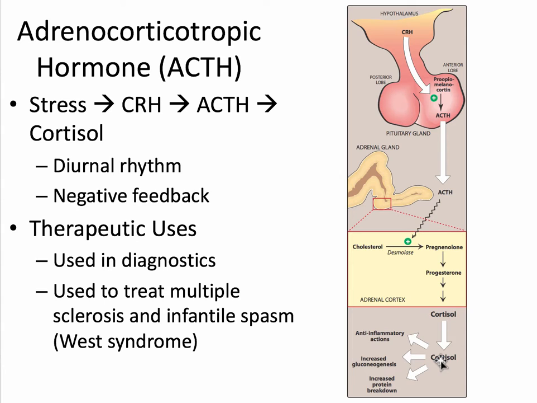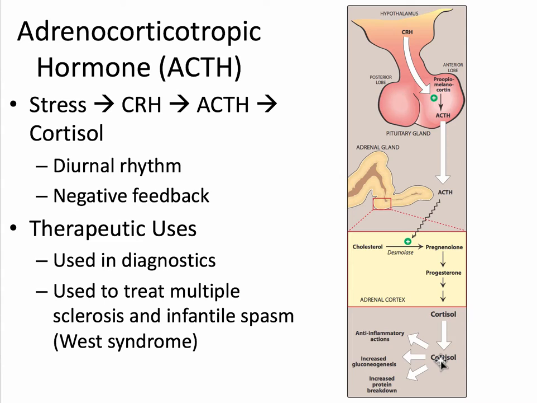There are reasons to give ACTH. It's used in diagnostics with Addison disease or what we call secondary adrenal insufficiency. What we can do if we don't think that the adrenal gland is producing cortisol, we can give an injection of ACTH and then measure the cortisol levels to see if the organ is working properly.